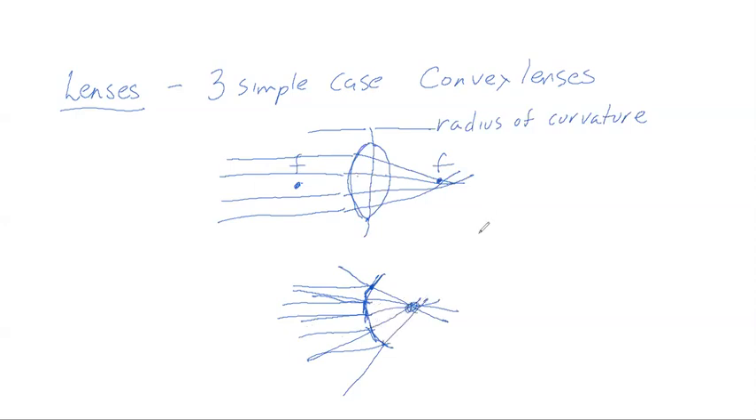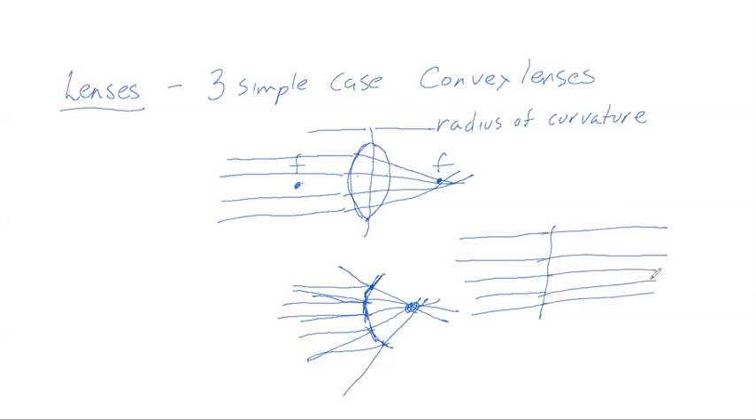Therefore, every time an incoming parallel light ray hits it, they bend to a different degree, and they all converge at the focal point. Now, if we have a flat surface, the incoming light rays, obviously, if they are along the normal, they're not going to bend towards the normal, so they'll just go straight through, right? They'll never converge on a flat.